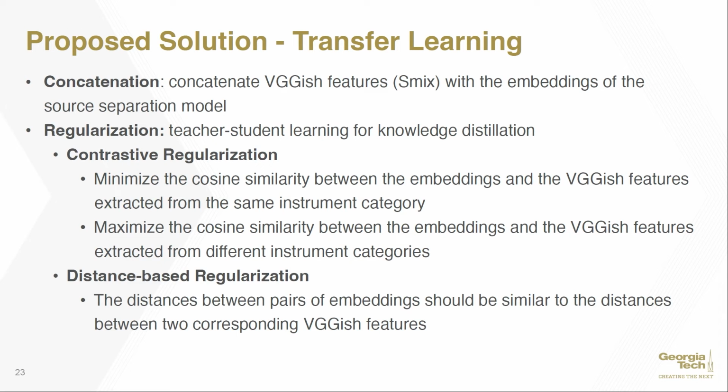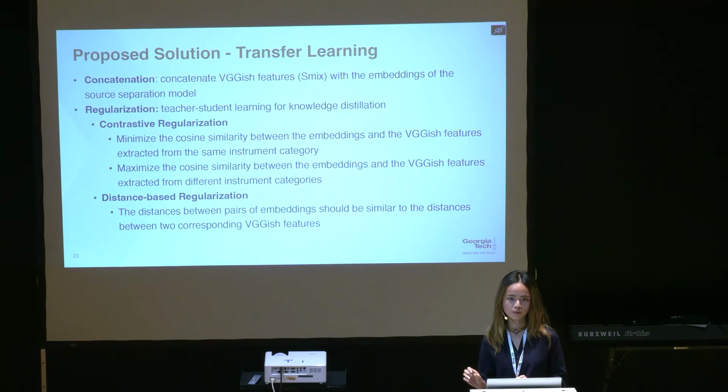And the second method is called the distance-based regularization method. So we use the distance between 2 pairs of embeddings. And these 2 embeddings' distance should be similar to the distance between the 2 corresponding VGG-ish features. So if these 2 embeddings are from similar instruments, then the VGG-ish feature should identify that and say you have to be close to each other. But if they are from different instruments, then the VGG-ish feature says, oh, you are from different instruments, so you have to be separate from each other. So these are the 2 regularization methods we propose.